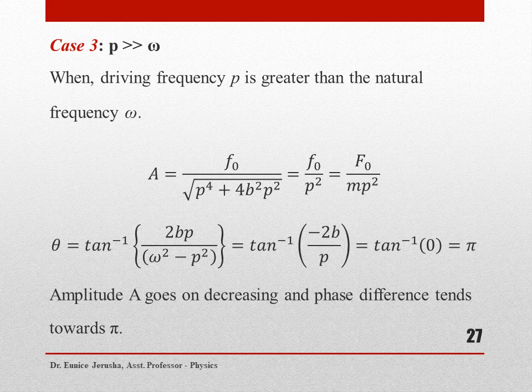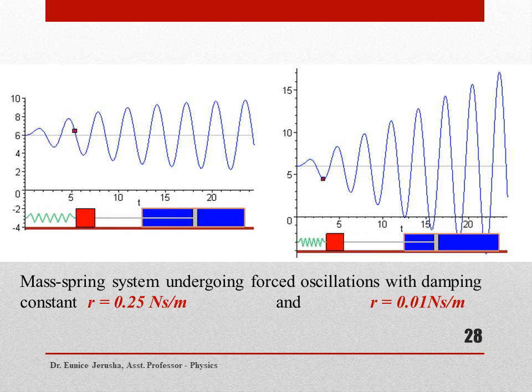Therefore, we can interpret the results we have obtained as that the amplitude goes on decreasing and the phase difference tends towards pi. There are two animations in this picture. The first animation, on the left, is for the forced oscillation having a higher frictional force constant, and therefore the amplitude of oscillation is quite small. Whereas in the animation on the right, the frictional force constant R is quite small, and therefore the amplitude of forced oscillation is quite large.